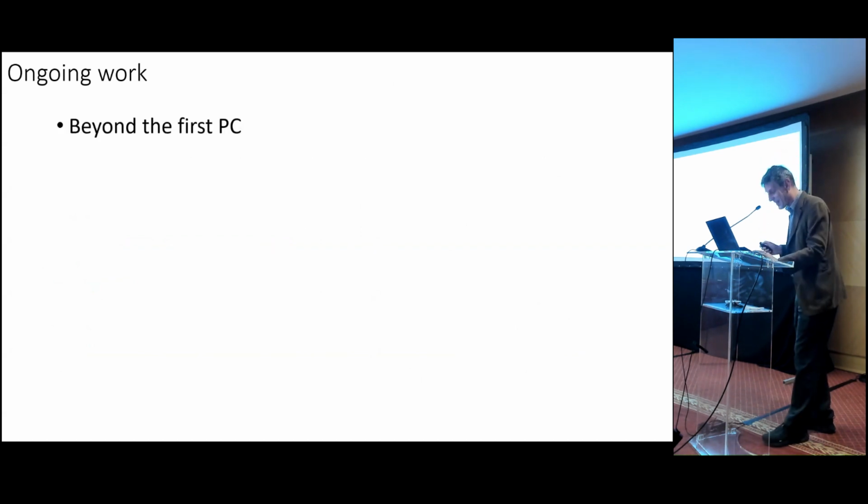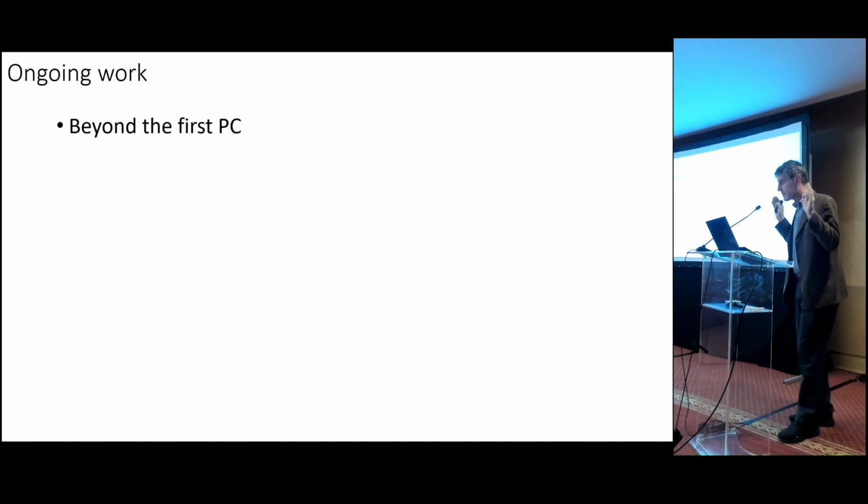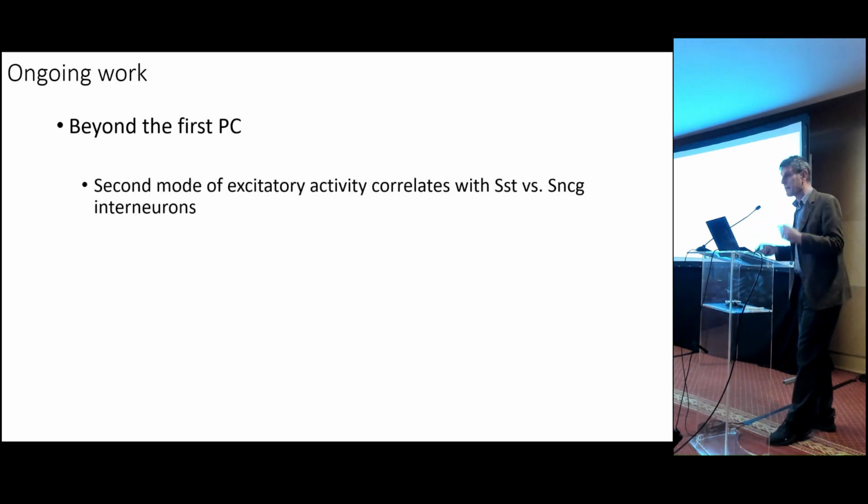So if I've got a couple of minutes left, I'd like to tell you just a bit about, that was all published, a bit about what's going on at the moment. This work takes a long time, but we're starting to get a bit further with it. So the first question is, what about beyond the first principal component? There's this one dimension of transcriptomic activity that correlates very well with the first principal component of the activity of the cells in vivo. What about beyond that single dimension?